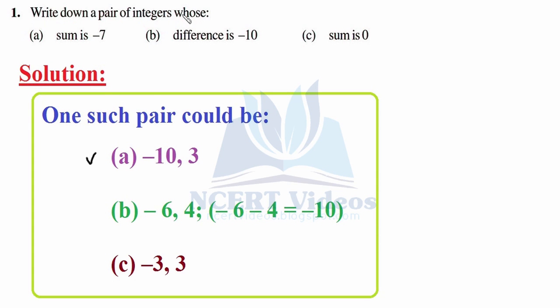B part, difference is -10. Now two numbers can be taken as -6 and 4. Now we have to subtract it, therefore a minus sign came here. Since the signs are the same, we add them and the sign comes of the negative number only. So -10.